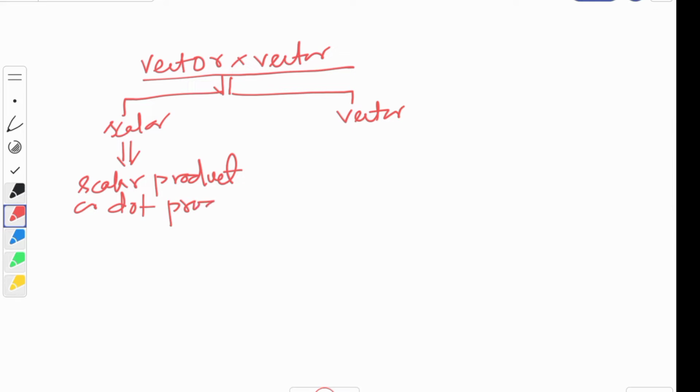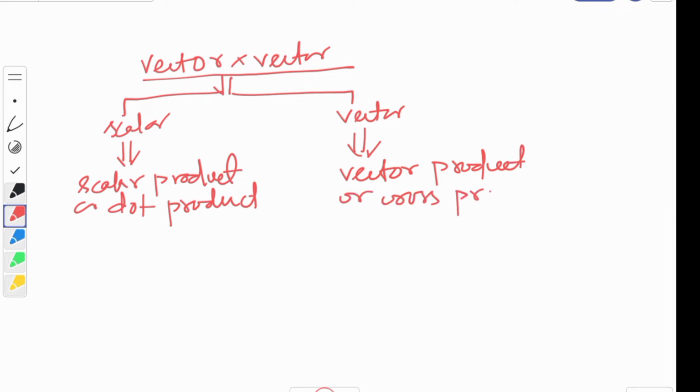This is not normal multiplication, children, how you are multiplying. This is an operator. And when the result is a vector, we'll name it the vector product or cross product. We'll see one by one. Today we are going to discuss the dot product.